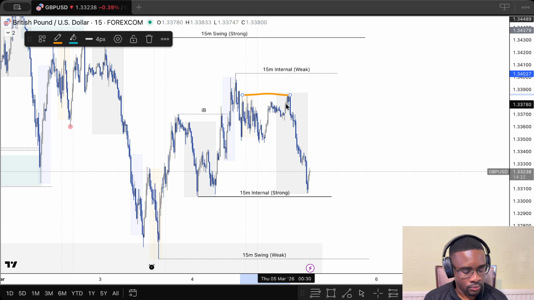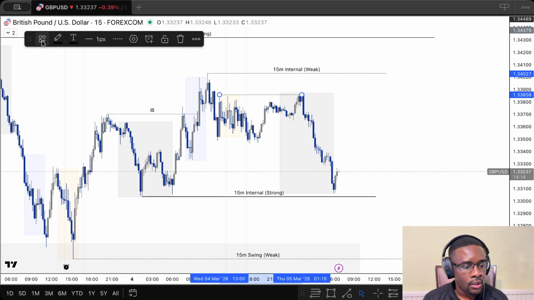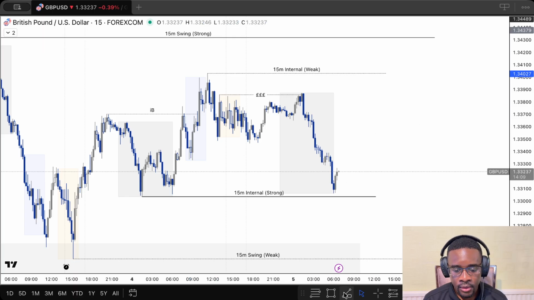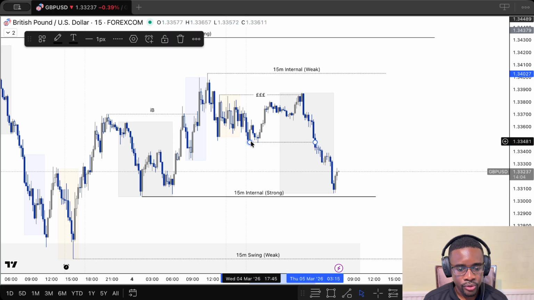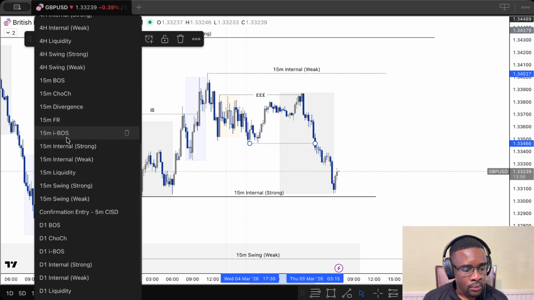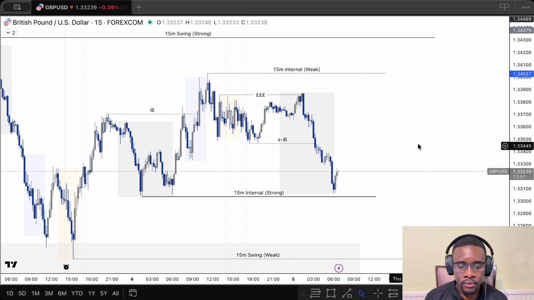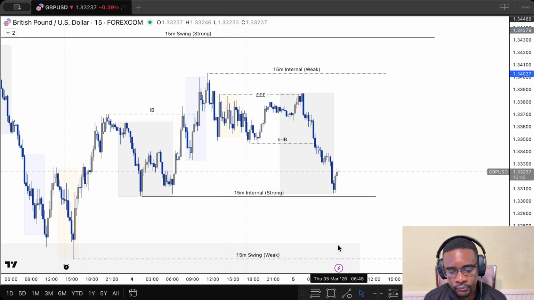Did we sweep these areas? Did we sweep that high? Yes, we did. We've just had a sweep of that, and in terms of substructure we've broken bearish. From a substructure standpoint we are bearish, so the focus is shorts all the way.